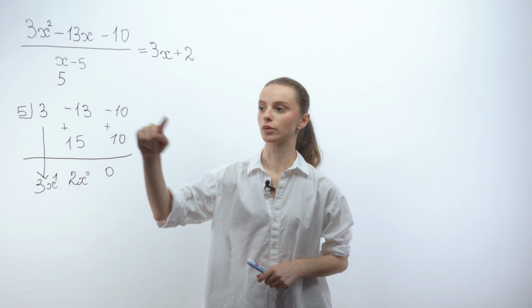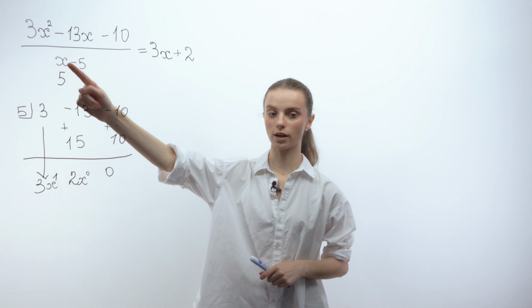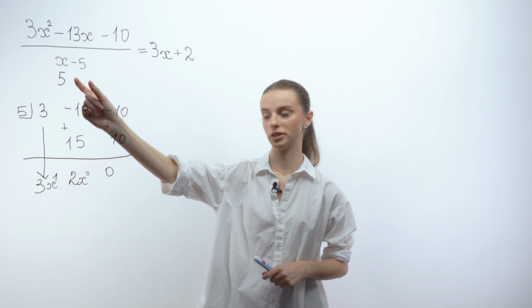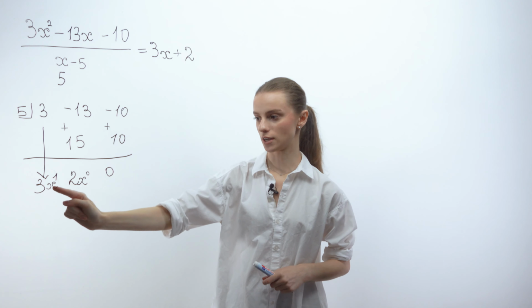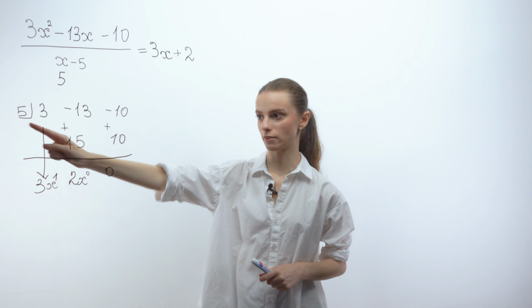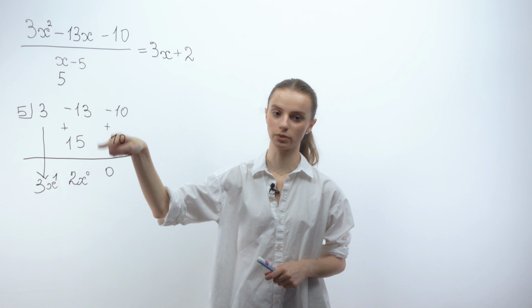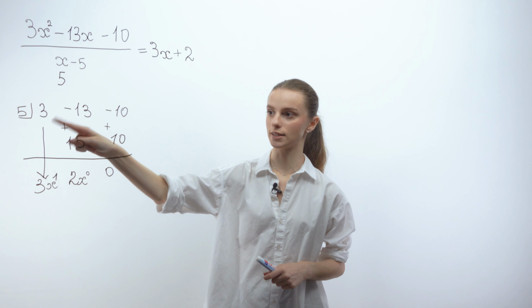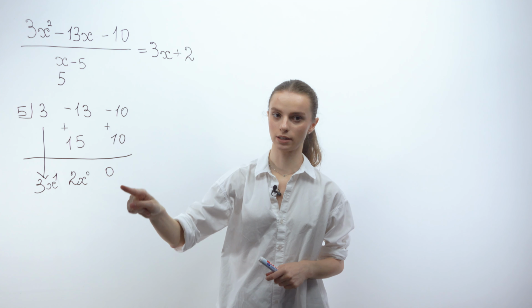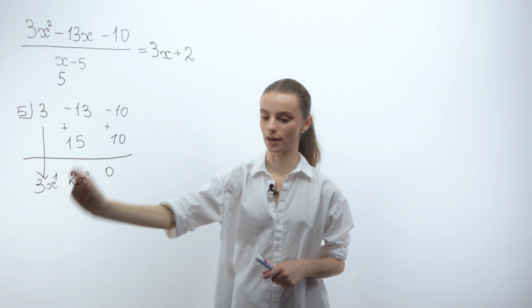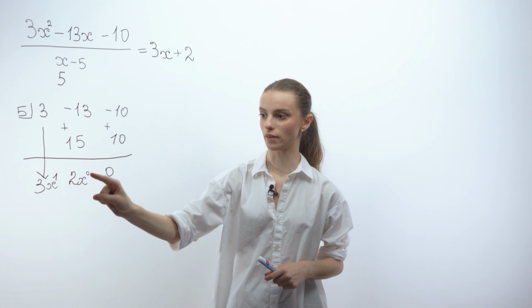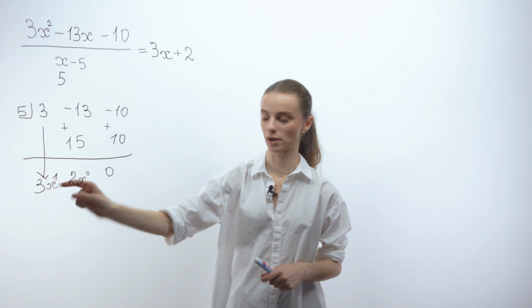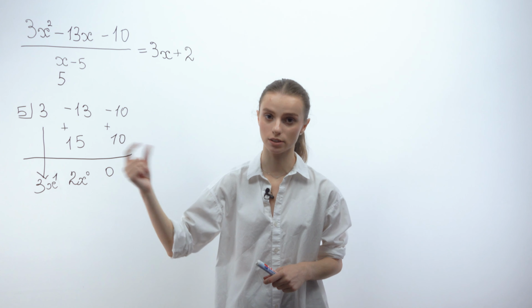What did I do? I wrote down all my coefficients, figured out what number will make my denominator 0, and wrote it down. Brought down the first coefficient, multiplied it by 5, added it. Negative 13 plus 15 is going to be 2. Then I multiplied 2 by 5, I got 10. So negative 10 plus 10 is going to be 0. And then I add powers to my x. So I have x to the 0 power, then x to the first power. If I had another term, that would be x to the second power.